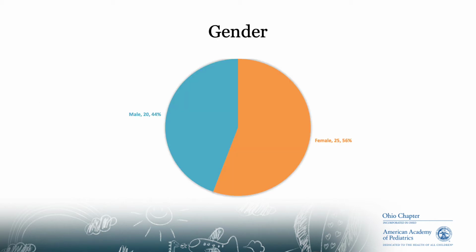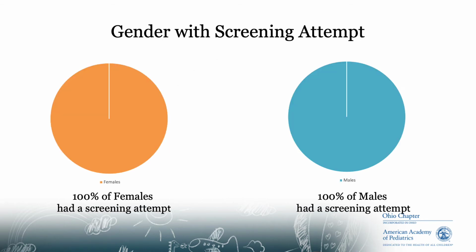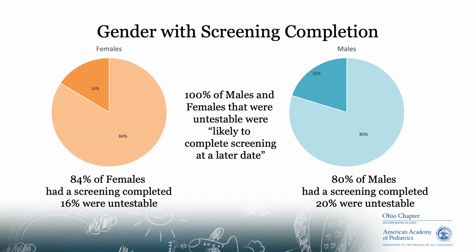All right, and then if we look at the breakdown of gender, we're at almost 50-50, so we had 44% male and 50% female. And then for both genders, 100% of females and 100% of males had a screening attempt. This slide is looking at gender with screening completion. So 84% of females had a screening completed, and 80% of males had a screening completed.